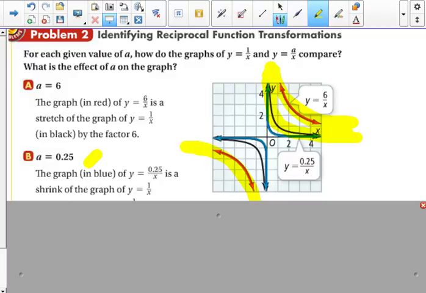Oh, before I move on, we would say that y equals 6 over x is a stretch of the parent function y equals 1 over x by a factor of 6. So it's higher up in the first quadrant and lower in the third quadrant. That's what a stretch does.